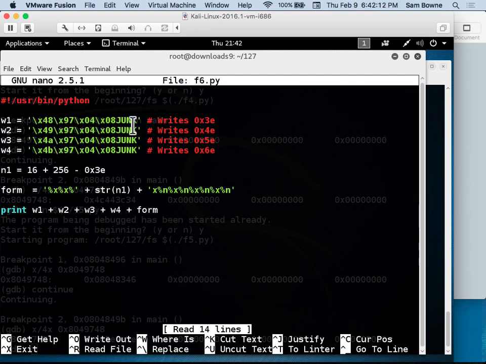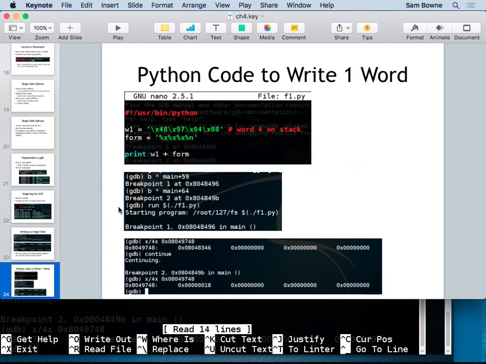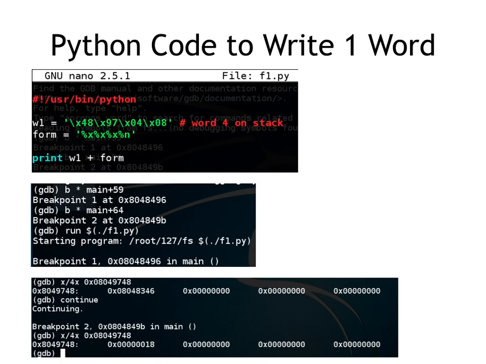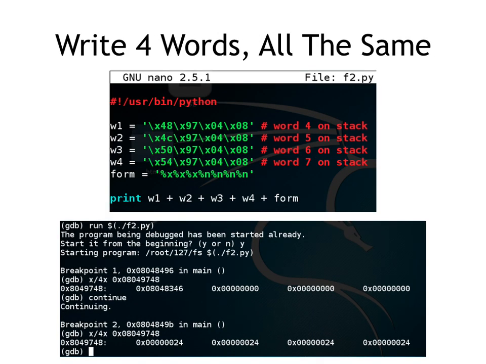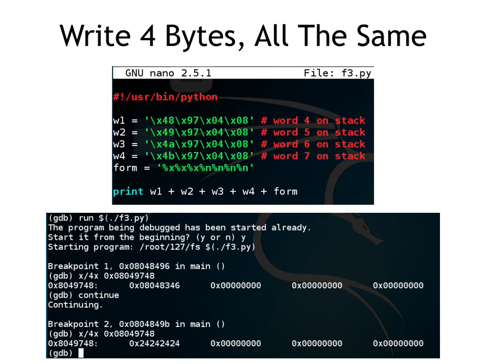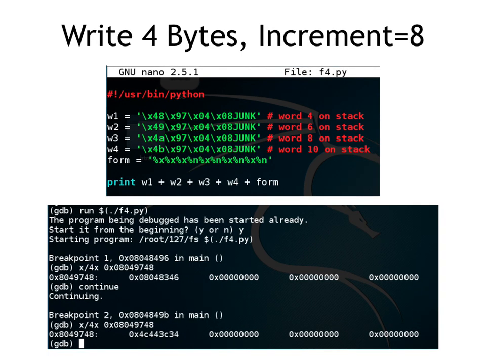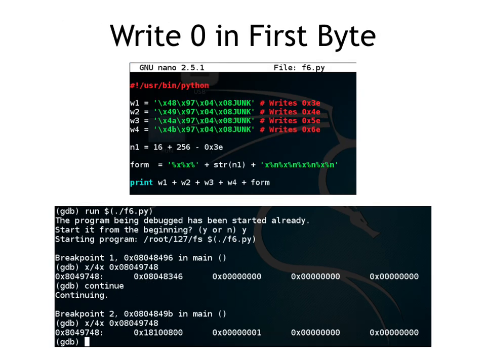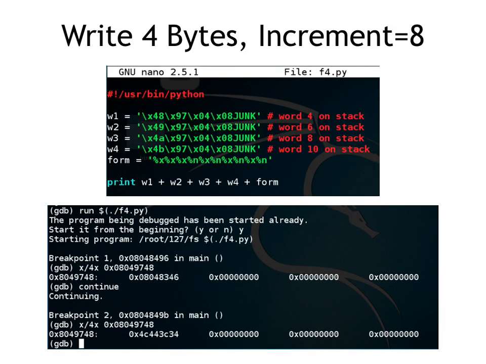this writes the 3E. Now I'm going to write, let me get my slide, because I had a plan to explain all this. So what we've done, we wrote 1 word, then we wrote 4 words all the same. That was the 24, 24, 24, 24. Then I collapsed it and wrote 4 bytes, all the same, into 1 word. So we're moving in small steps towards the goal. Now I write 4 bytes with an increment of 8. And now I write 4 bytes with an increment of 16.